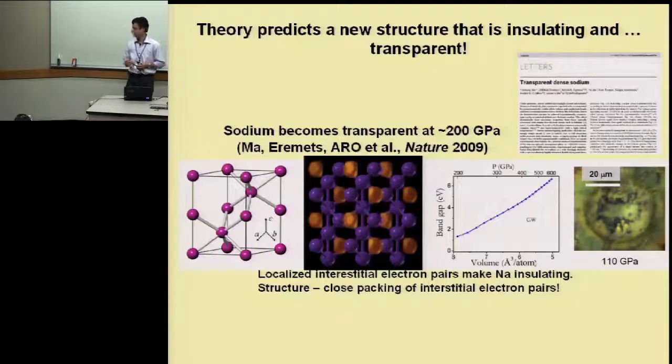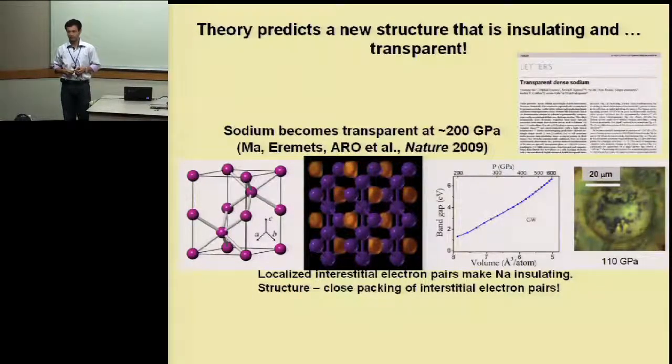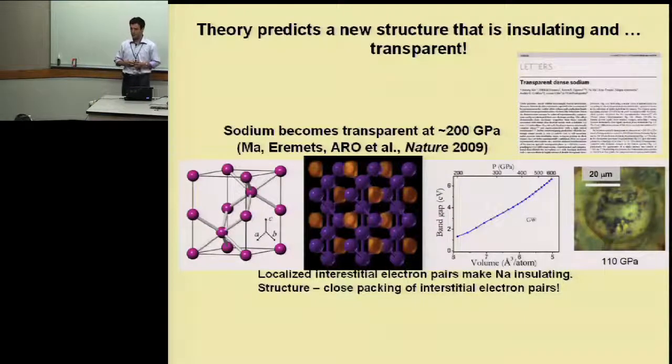We sent our paper to Nature. It was immediately returned to us with a comment that they cannot publish all crazy predictions and that we should go sort ourselves out. And we sorted ourselves out by contacting an experimentalist, Eremets, confessing our sins to him, saying that we have a prediction which nobody believes. Can you look into it? And a couple of weeks later, he sent me the photographs.